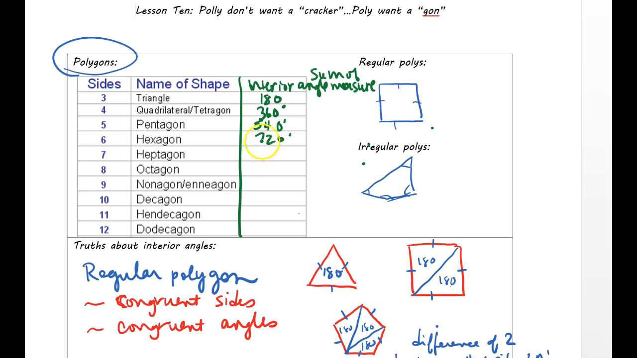Let me add another 180 just because it's easy right here on this one. 7 minus 2 is 5. 5 times 180 should be 900. Okay, I'm going to stop there, but you could keep going if you want.